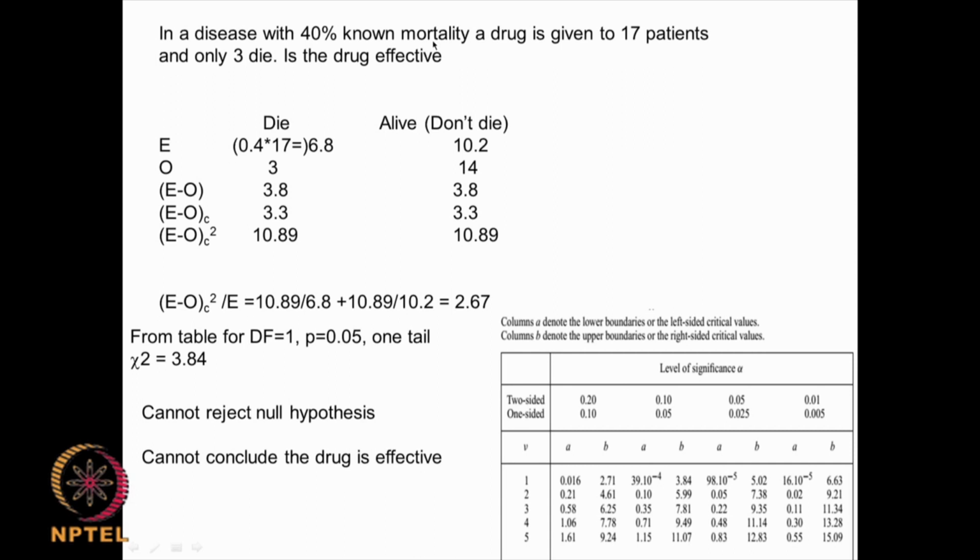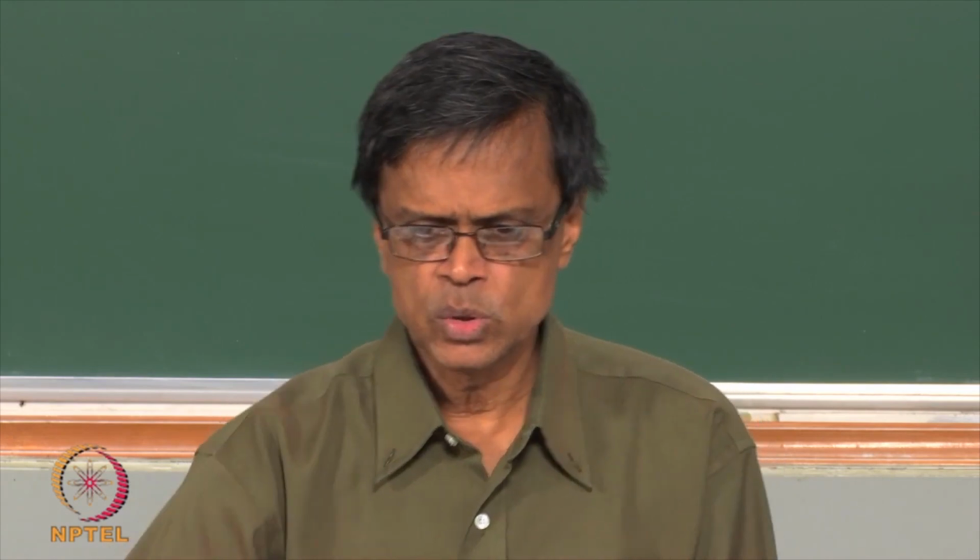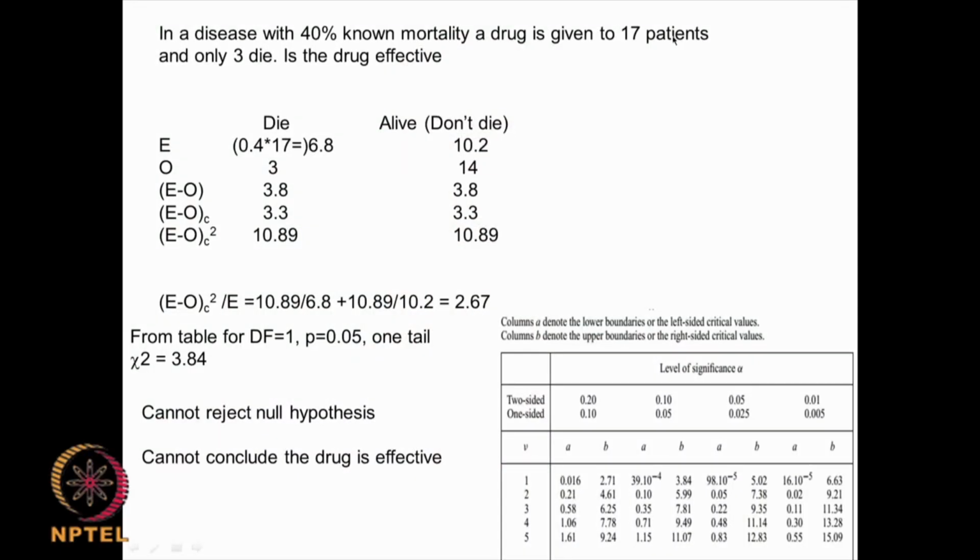Okay, so they know that if somebody gets the disease, the probability of them dying is 40%. Now a drug is given to 17 patients and only 3 die. So can we say the drug is effective? That means generally if somebody gets the disease, 40% of them will die. So 17 patients, the drug was given, a new drug, only 3 died. So can we say this drug to be effective?